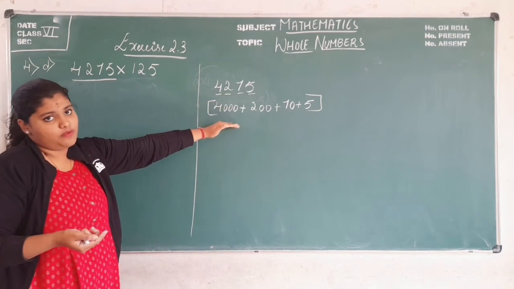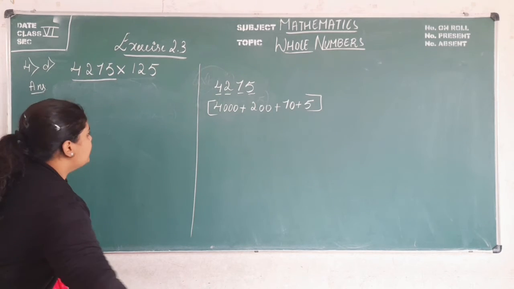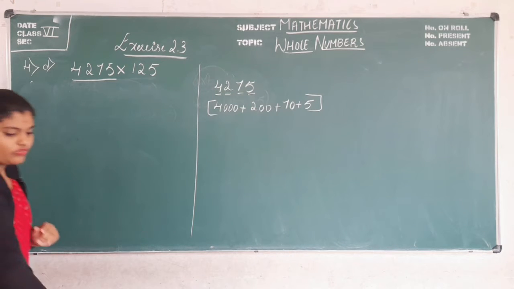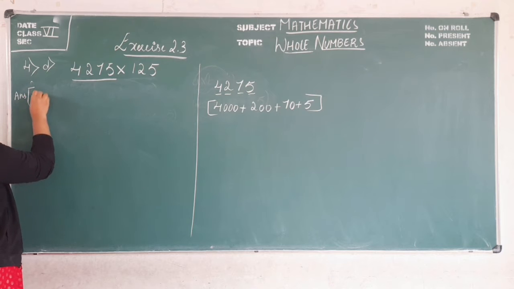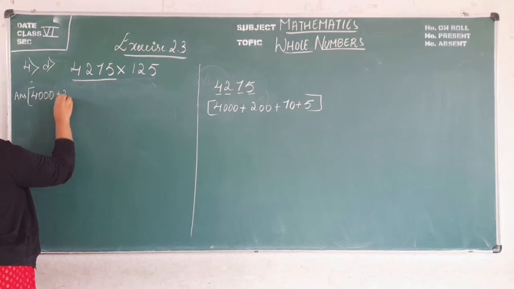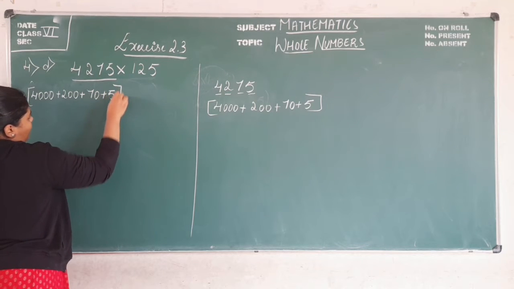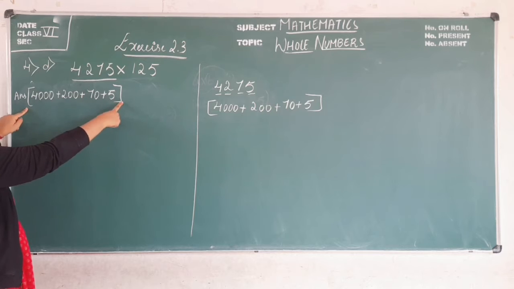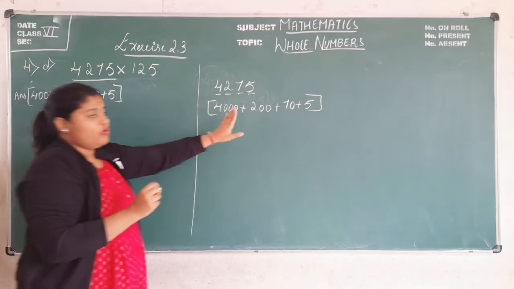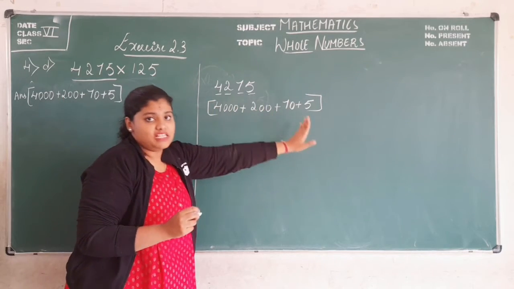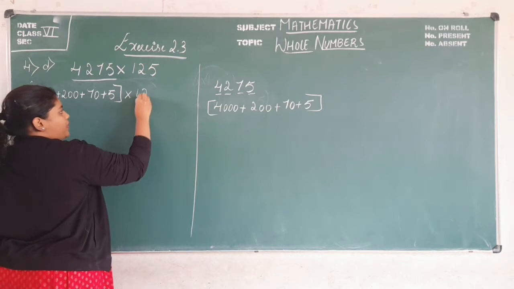So in the place of 4,275, I will write 4,000 plus 200 plus 70 plus 5. I have placed a bracket here because we have expanded 4,275 as 4,000 plus 200 plus 70 plus 5. Then we have the into sign, and remaining just 125.